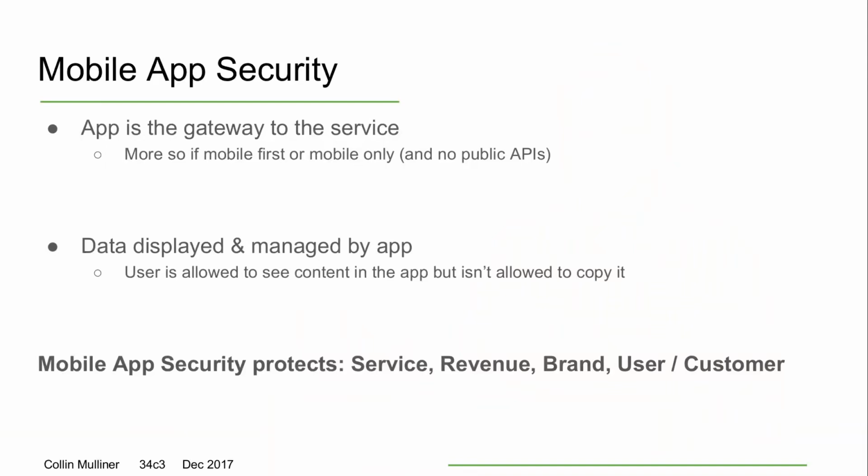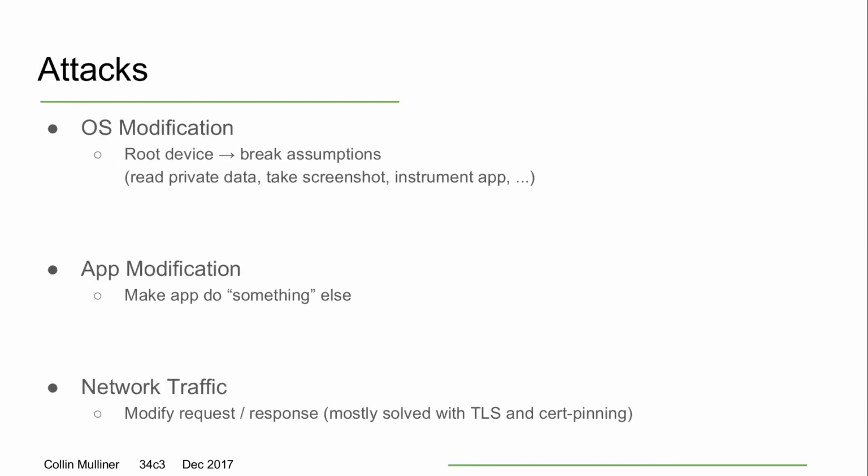And these days there are a lot of online services which are basically mobile only, or at least mobile first. If you think about something like Snapchat, they don't even have a website or anything. And app security is also about basically controlling data: displaying data, managing data by the app, and making sure somebody is not allowed to copy out data that is managed by the app. And altogether, mobile app security is really about protecting your service, your revenue, your brand, and hopefully your customer, the consumer.